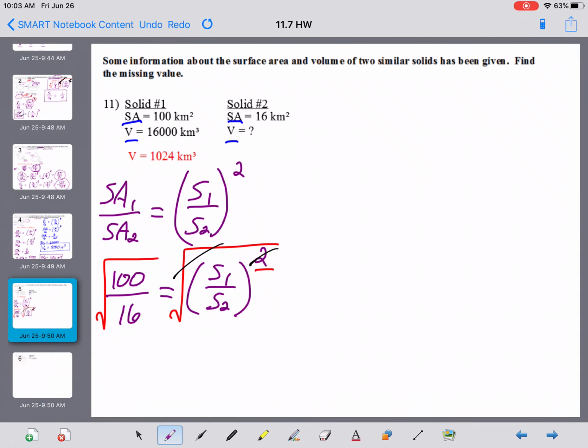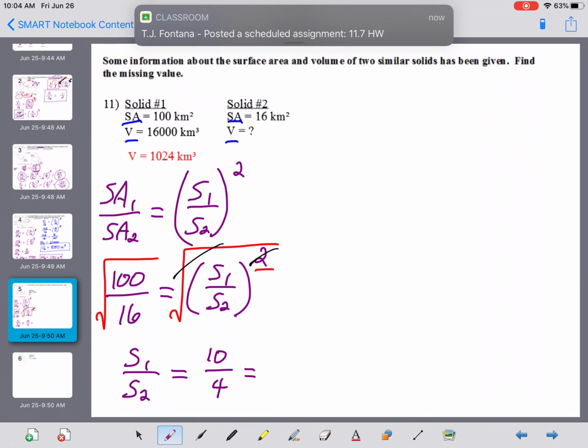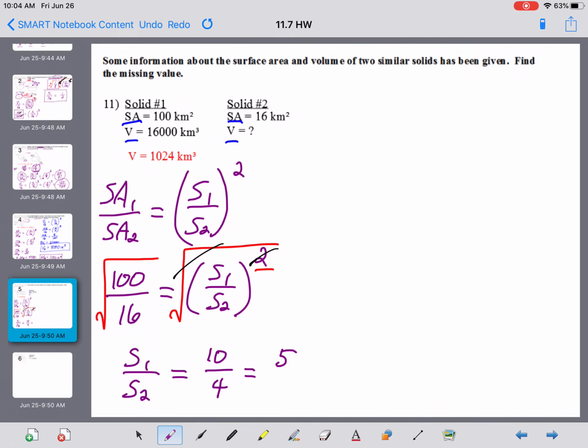And so now, let me switch sides on you. We're just going to get side 1 over side 2 equals the square root of 100 over 16, well, both those numbers are perfect squares. The square root of 100 is 10, the square root of 16 is 4, and then you could also divide a 2 out from both of those numbers right there and end up with 5 over 2, and what you just found right here, guys, is your scale factor. That's pretty darn important. Now, that's not our answer.